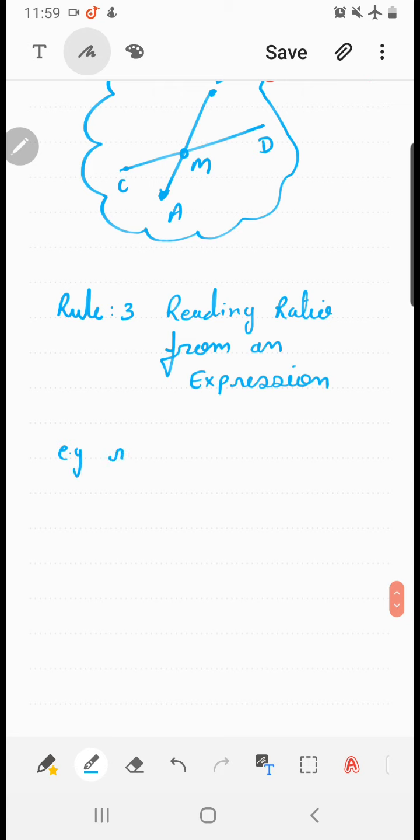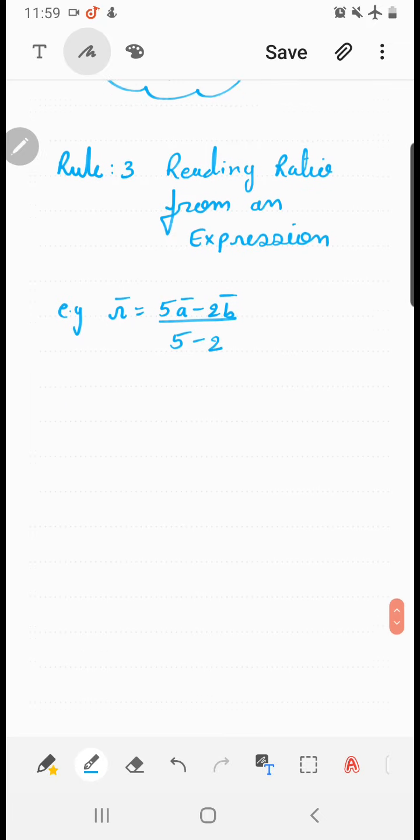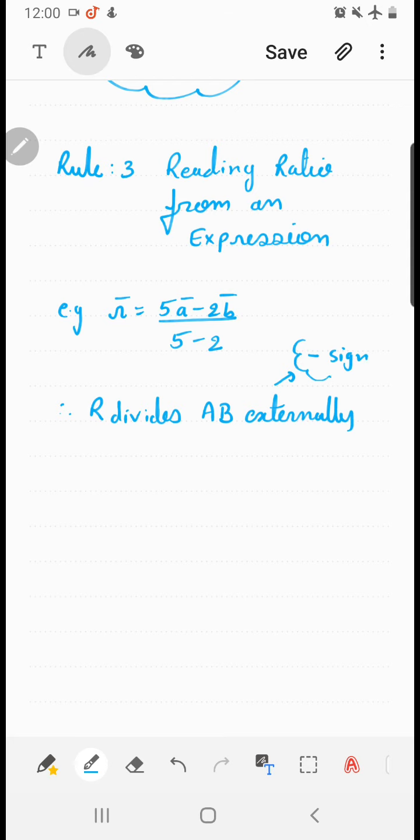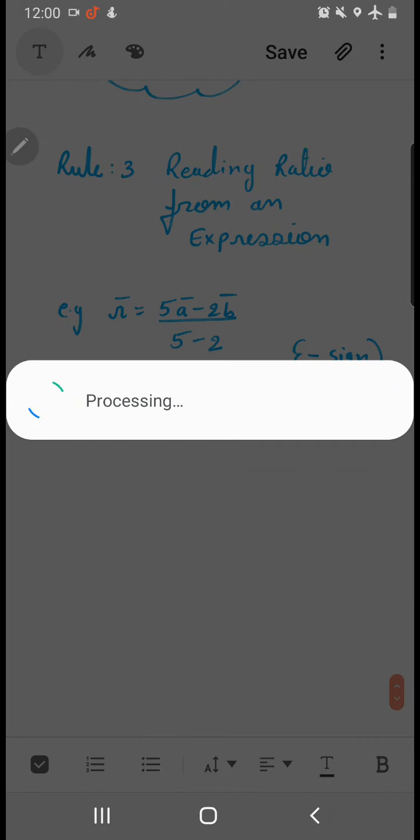We have an expression R bar is equal to 5A bar minus 2B bar upon 5 minus 2. Now if I ask you to read this, can I say here who divides? So you say R divides. Whom does it divide? Can I say AB? Now in what ratio? Sorry, internally or externally? You say externally. Now why did you say externally? Obviously, since there is a negative sign, and that is why you said externally. In what ratio?